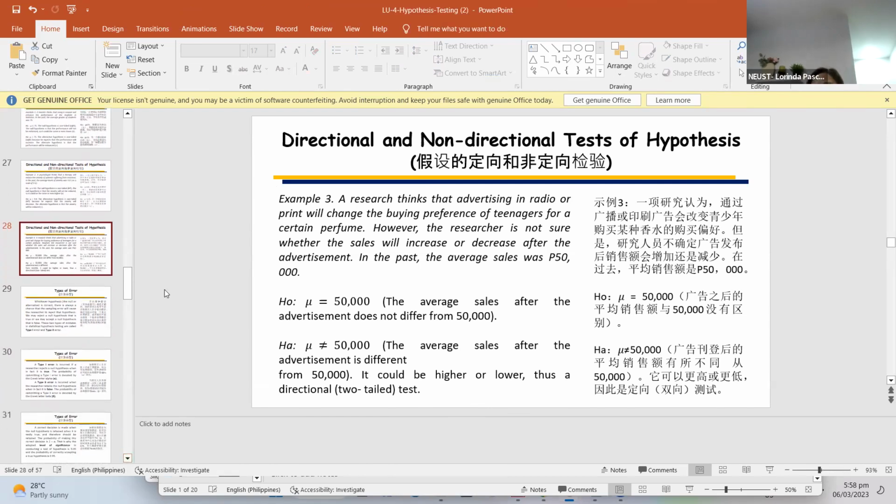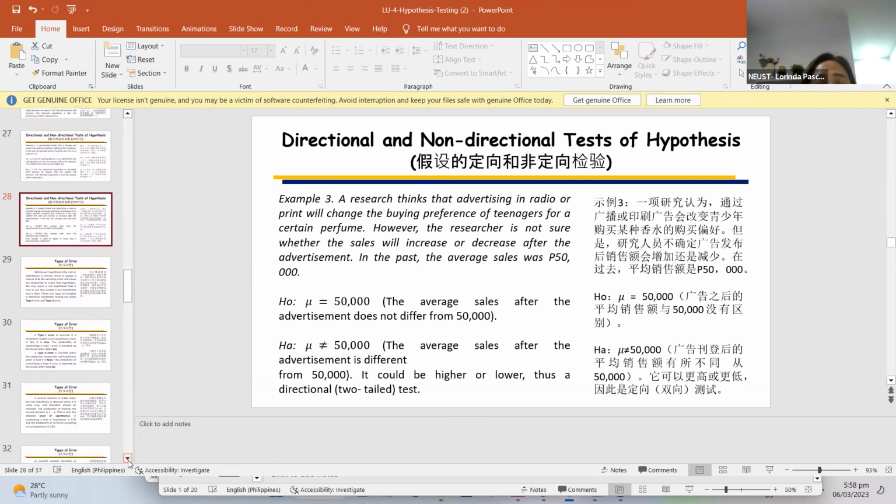So yun yung pagkakaiba ng one-tailed test at saka ng two-tailed test, and the way that we will state the null and the alternative hypothesis, doon natin makikita if we need a one-tailed or a two-tailed test. So minsan ang ibibigay na exam sa iyo, there will be given a mathematical statement. So you will be asked to determine whether the test is one-tailed or two-tailed, or there is a null hypothesis, and then you will state the alternative hypothesis in different forms using directional or non-directional test of hypothesis.